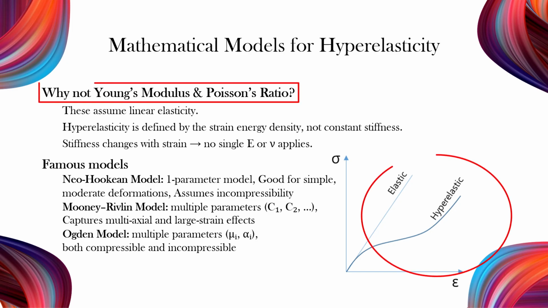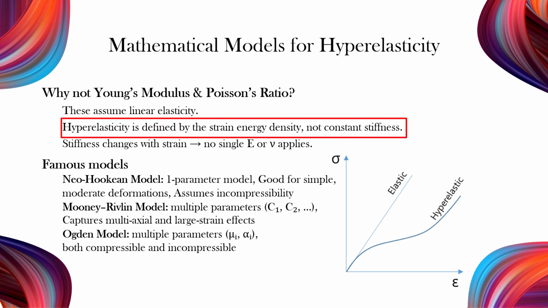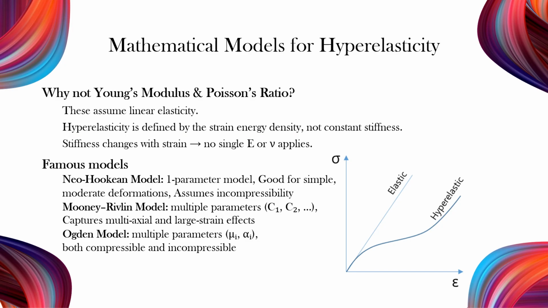Because of their nonlinear deformation behavior, constants such as Young's modulus and Poisson's ratio lose their linear meaning. They are replaced by parameters derived from the strain energy function, which governs the stress-strain response under any deformation. To mathematically describe their behavior, engineers use strain energy density functions rather than simple constants like Young's modulus or Poisson's ratio. The most well-known hyperelastic models include the Neo-Hookean, Mooney-Rivlin, and Ogden models.